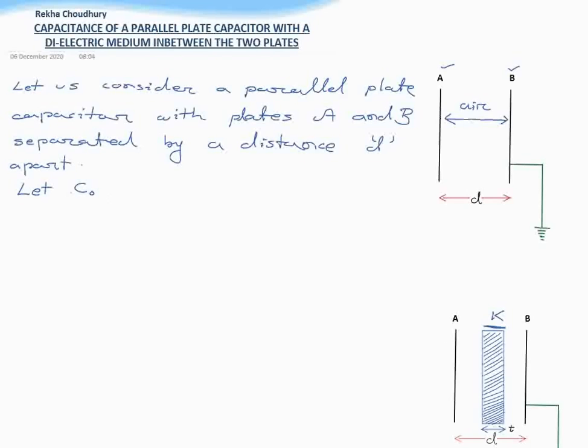So we will write the capacitance of a parallel plate capacitor when there is air medium between the plates as C naught, and for this we will write the capacitance as C, potential as V, electric field intensity as E. And here when there is air medium between the plates of the capacitor, we will write the capacitance as C naught, potential between the plates as V naught, and the electric field intensity between the plates as E naught. So let C naught be the capacitance with air medium in between the two plates.